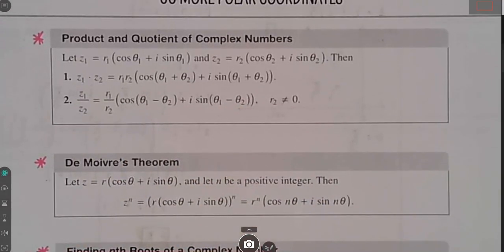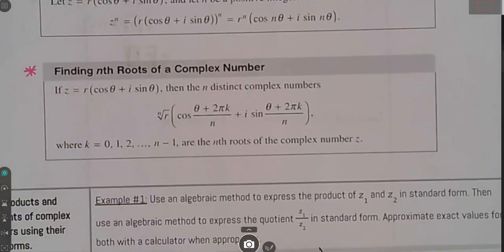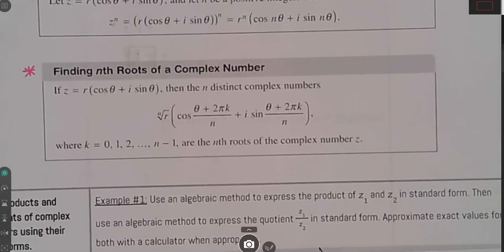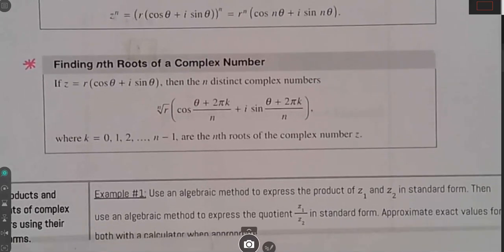So let's try an example of this one, and then I'll go back to De Moivre's theorem. Let me look up how to pronounce that. This is my year that I'm going to learn how to actually pronounce things. De Moivre's theorem. De Moivre's. I still can't pronounce it, even with the pronunciation.